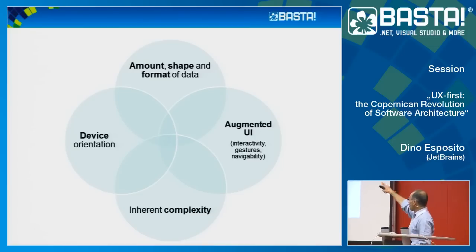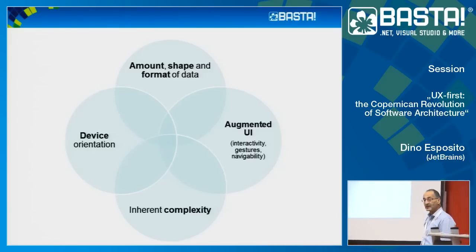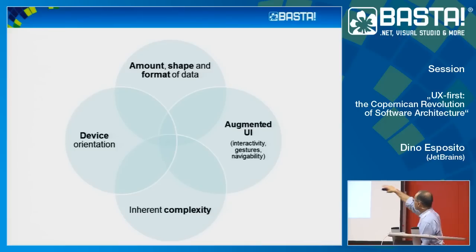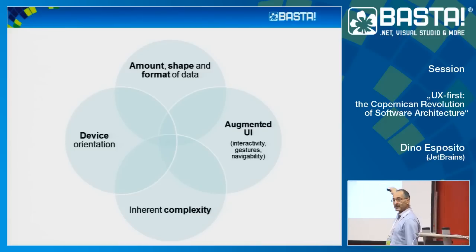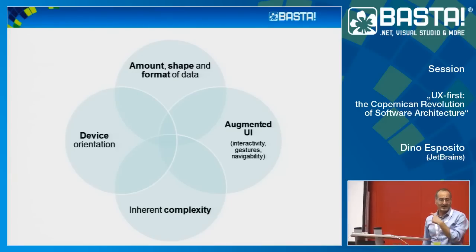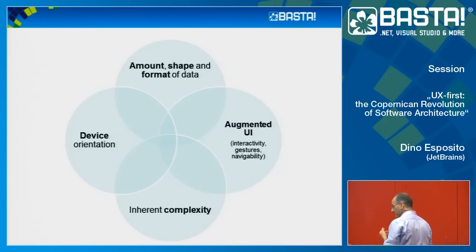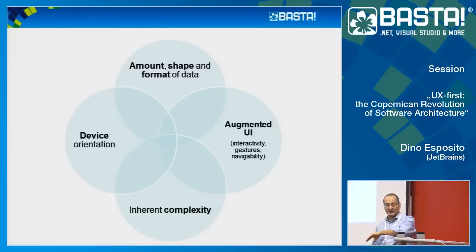So augmented UI is a must, and it's strictly related to device orientation. And this is for the horizontal bar in this diagram. But what about the vertical bar? At the bottom, we find inherent complexity. Now, I have a personal theory on the complexity we face today.